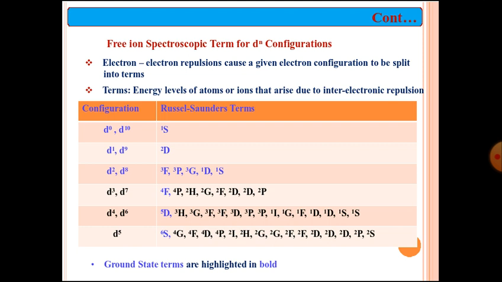For d0 and d1, the first gives the term 1S. For d1 and d9, adding to 10 electrons, the term is 2D. Then d2 and d8 have the next energy levels 3F, 3P, 3G, 1D, 1S. Similarly for d3 and d7, the terms are 4F, 4P, 2H, 2G, 2F, 2D, 2D, 2P.